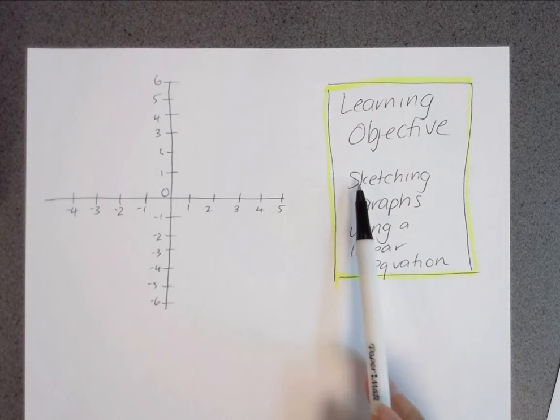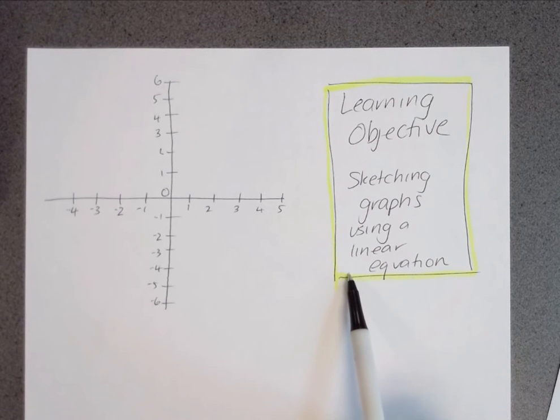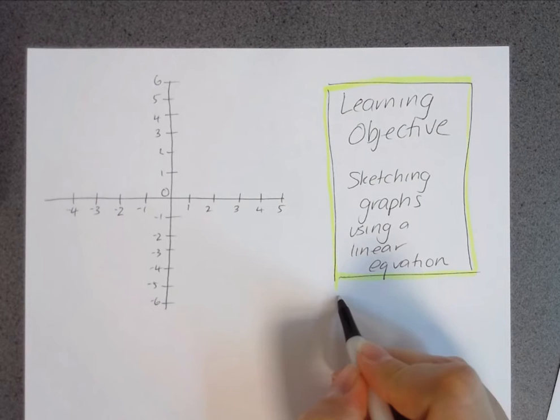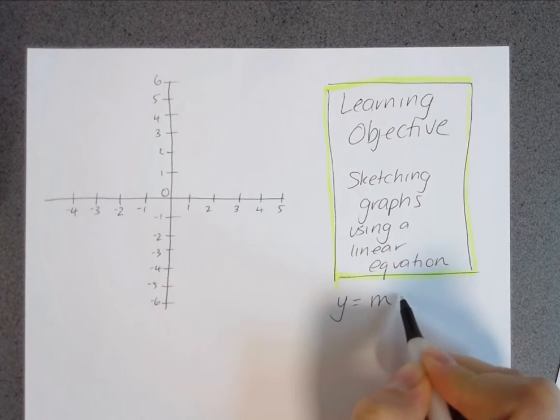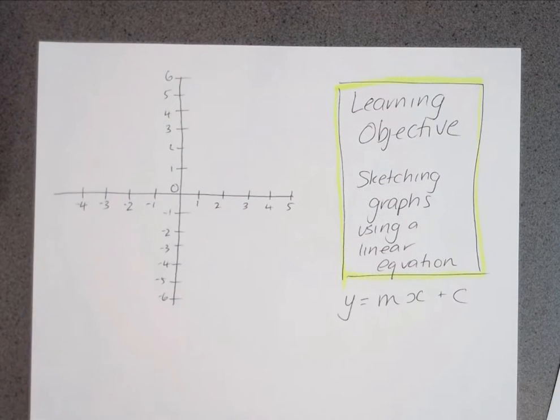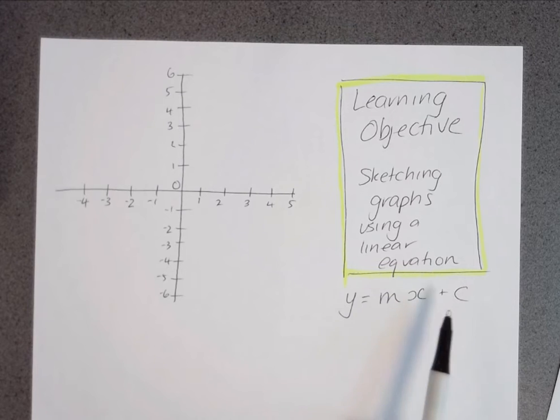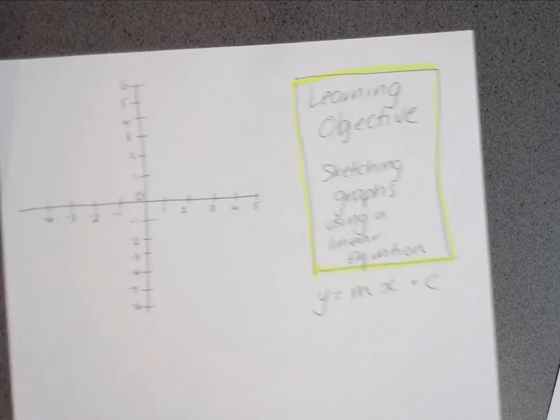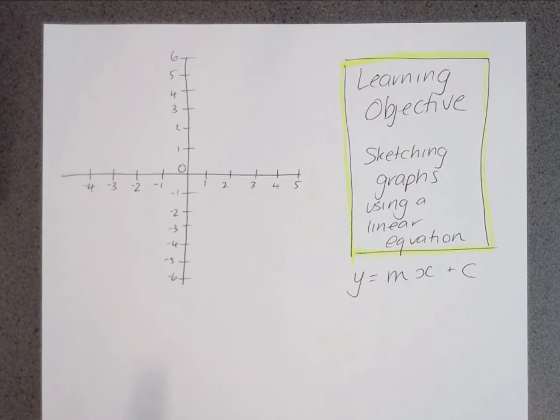Today we are going to look at sketching graphs using a linear equation. We've looked at what a linear equation is and what parts it has. So it's y equals mx plus c. Our m is our gradient, our c is our y-intercept. We know these parts, but sometimes we really struggle to understand that when we just see this equation, it's actually drawing us a line.